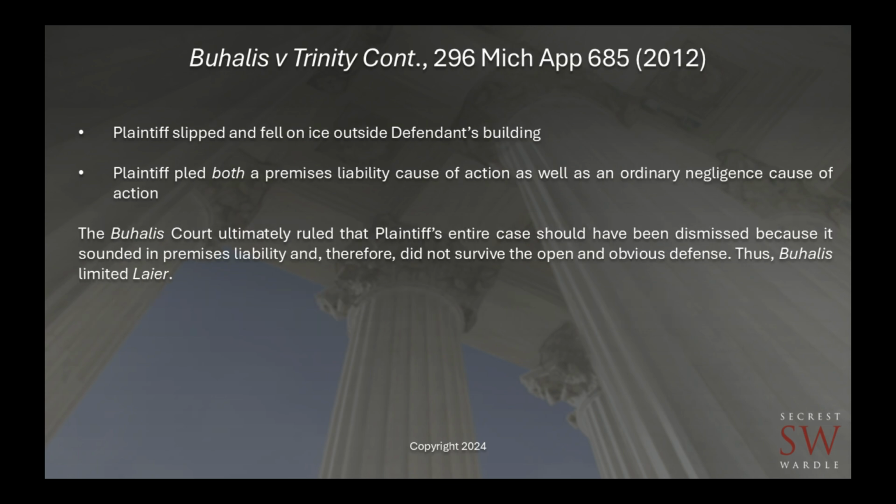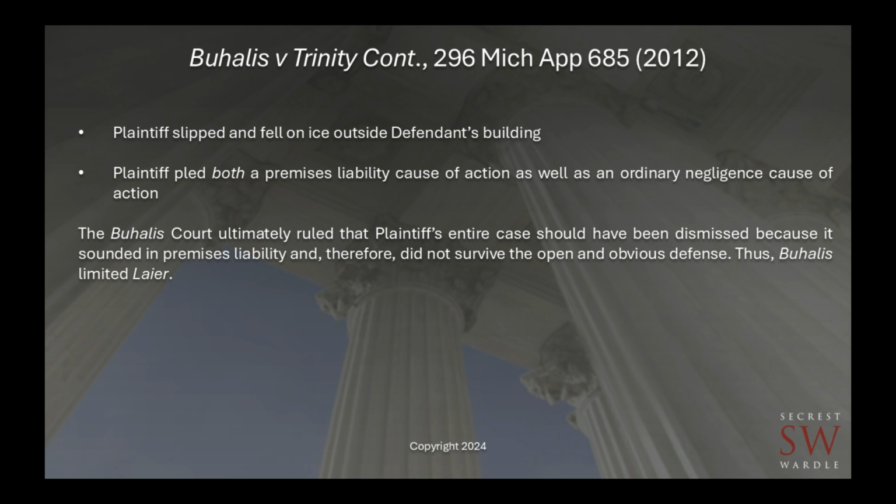The next published case I want to discuss is Belulis versus Trinity Continuing Care Services. This is a 2012 case. Now in that case, the plaintiff slipped and fell on ice on the patio near the entrance of a building owned by the defendant. The plaintiff asserted both causes of action, premises liability and ordinary negligence. In response, defendant filed a motion for summary disposition, which the trial court granted as to the premises liability claim on the basis of the open and obvious doctrine. Now, the court also refused to dismiss the ordinary negligence claim.